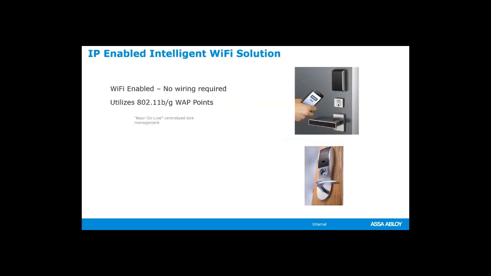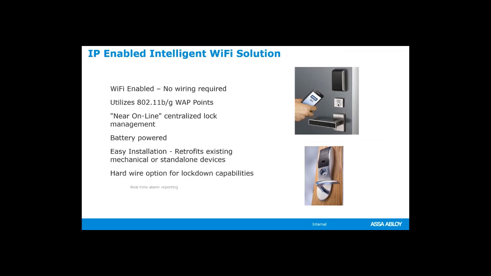Advantages with the Wi-Fi locks: there's no wiring through the door or through the frame. It's utilizing existing 802.11b and g wireless access points. Near online centralized lock management. Battery powered, easy to install because they are battery powered. Hardwiring is possible if you need lockdown capabilities.